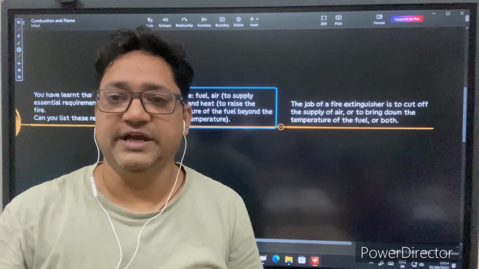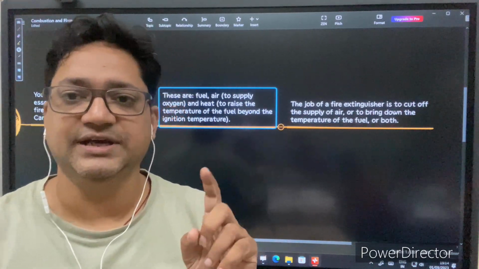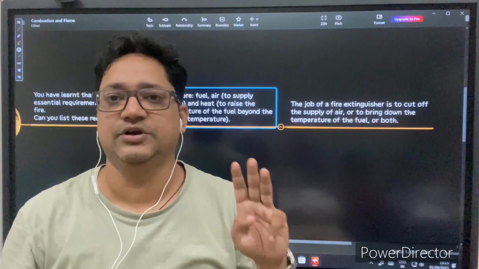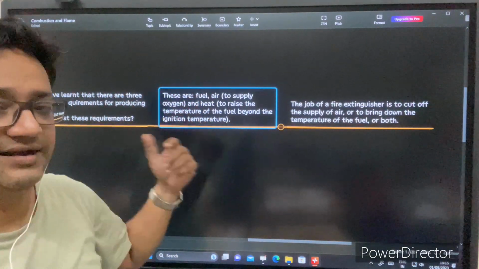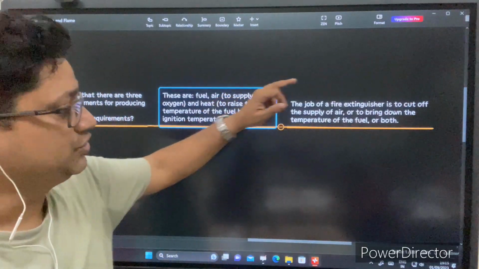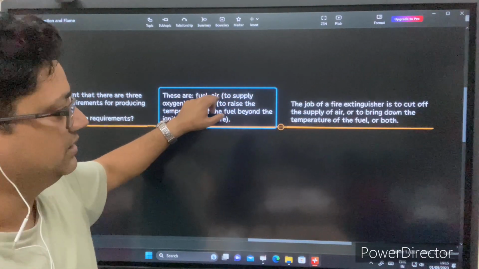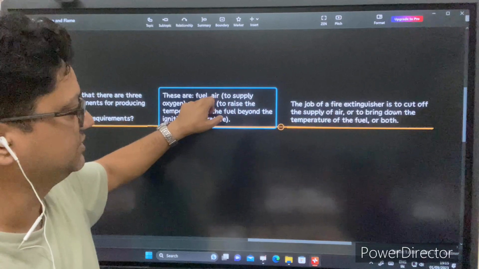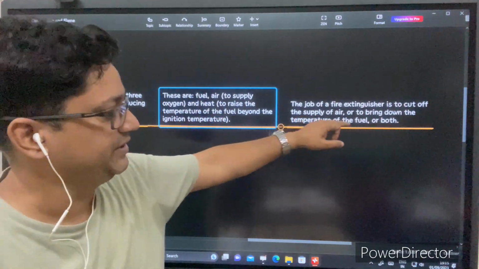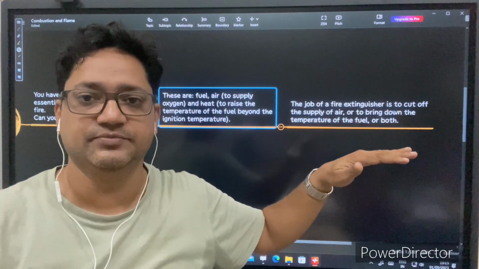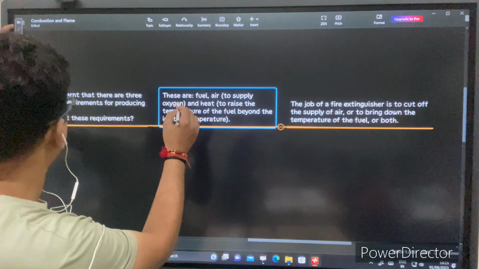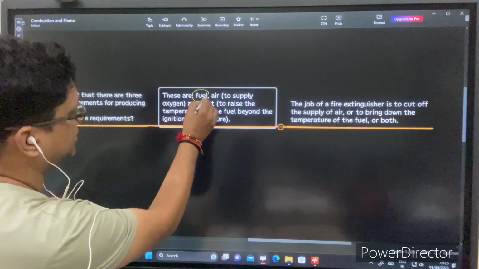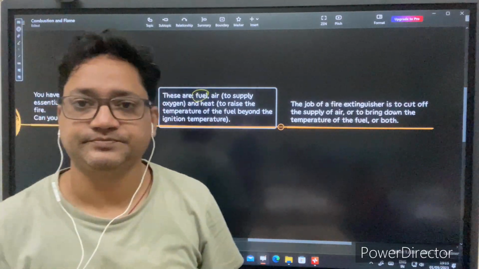So when we try to control the fire, we know that there are 3 factors required to catch fire: fuel, air supply and heat. Then to control the fire, we need to stop the air supply or bring down the temperature below the ignition point. You might have seen that we are not considering the fuel part to control the fire.